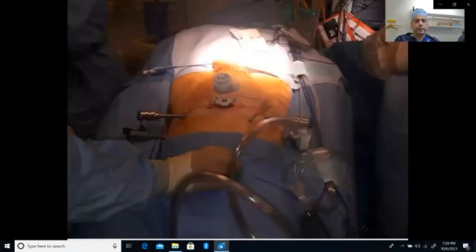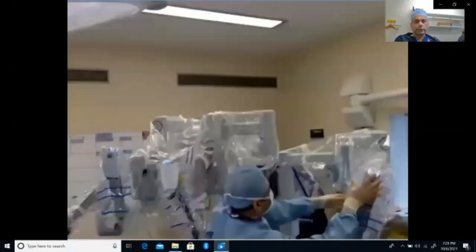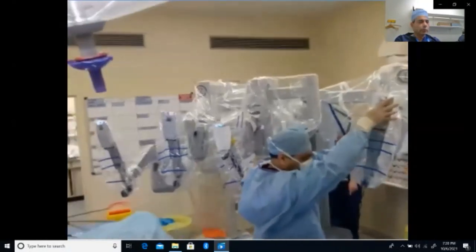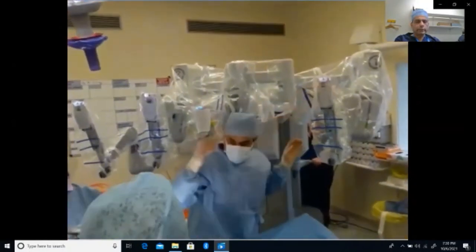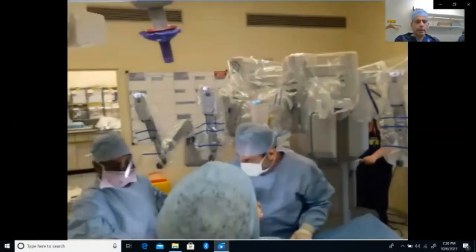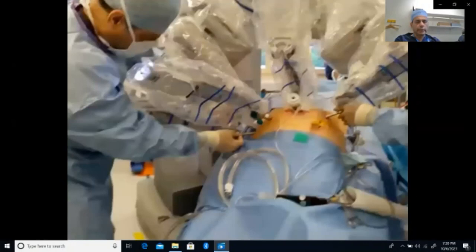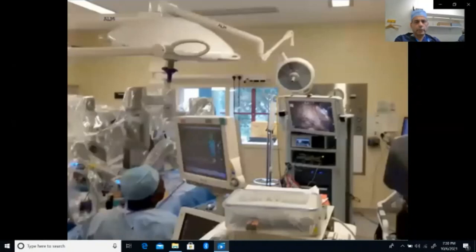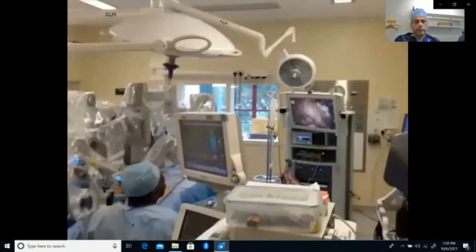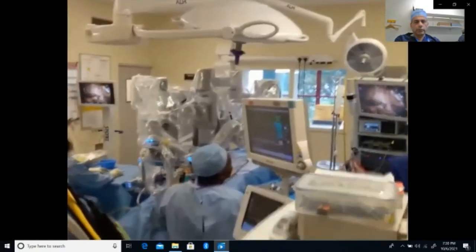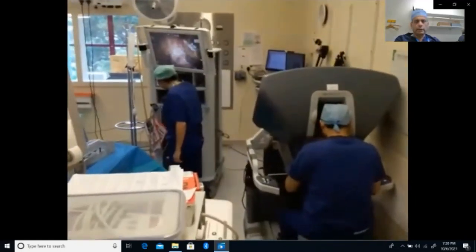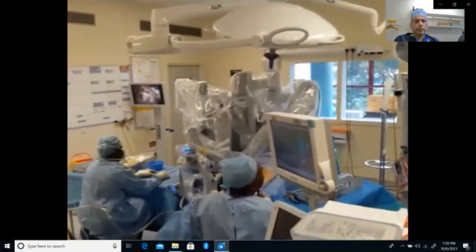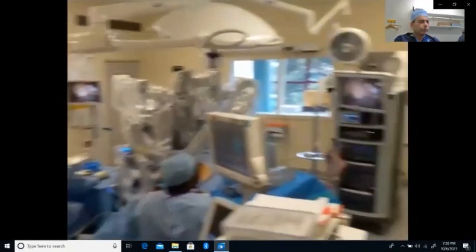That's the port placement for robotic surgery. And then we are connecting, docking the robot briefly. You see the robot is being connected to the system. And then you can see that's how I'm sitting on the console, and what I'm doing there is being replicated in the robotic arms on the patient.